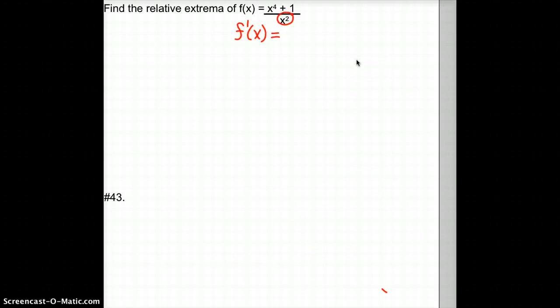When I make my sign line, I'm going to put 0 on it, but that's not where the derivative is equal to 0. I like to put a little infinity on there, so I know I'm actually heading to infinity there. So I've got asymptotic behavior, which won't provide me with any relative max or min there. So be very careful watching your domain.